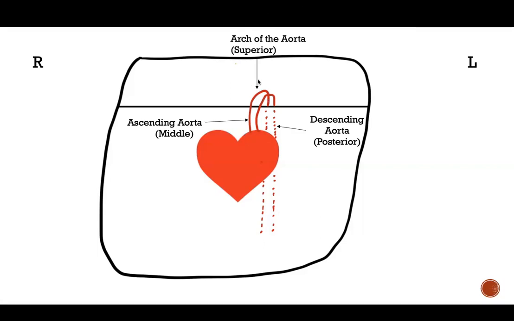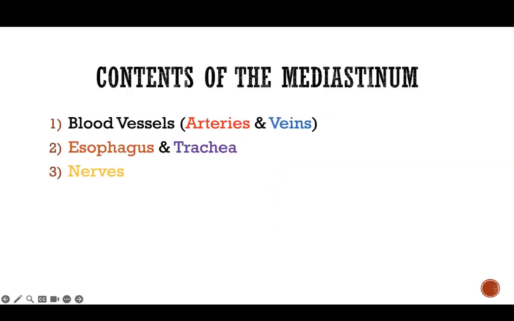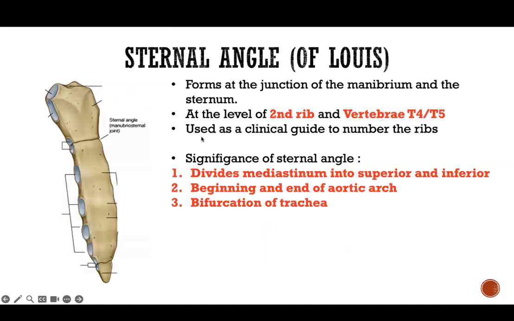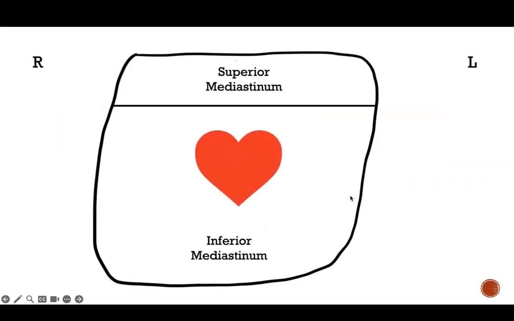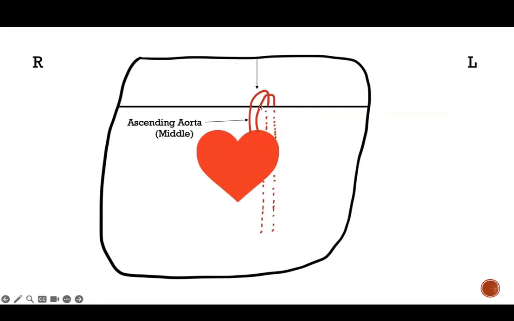And then we have the arch of the aorta. It's above the sternal angle, so we say that it's in the superior mediastinum. And you remember one of the significances we just spoke about for the sternal angle? It's the level of the beginning and end of the aortic arch. So now you understand what that means. The aorta starts arching right at the level of the sternal angle, then stops arching again right at the level of the sternal angle. So this is for the aorta.